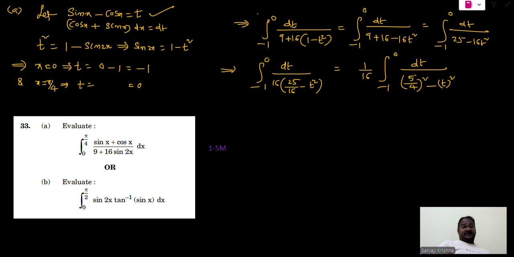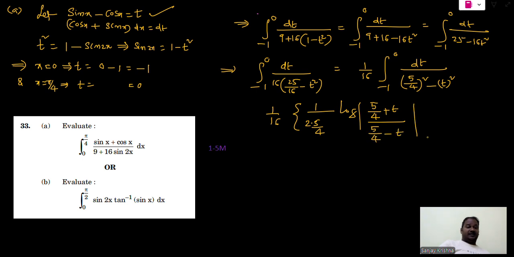This is in which form basically? Integral dx divided by a square minus x square. Dx divided by a square minus x square is equal to 1 by 2a log mod a plus x by a minus x. Okay. 1 by 16 is already there, into 1 by 2a. A is equal to 5 by 4. So, 1 by 2a log mod a plus x, meaning 5 by 4 plus t, divided by a minus x, 5 by 4 minus t, between the limits minus 1 to 0.